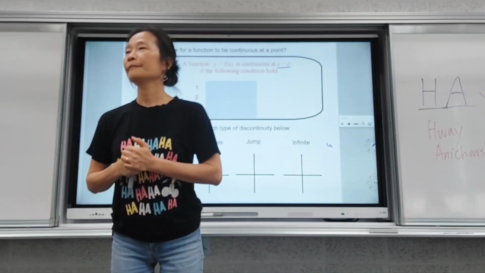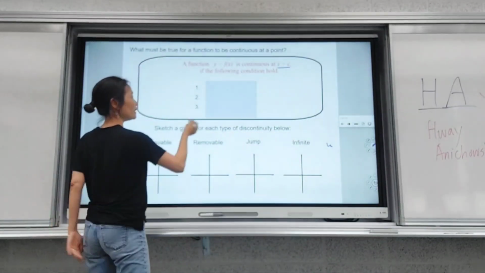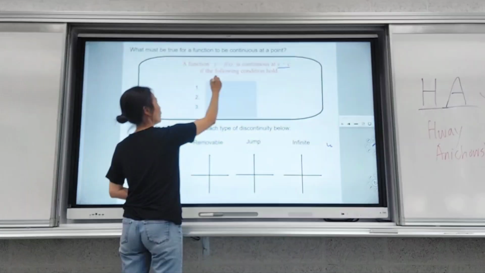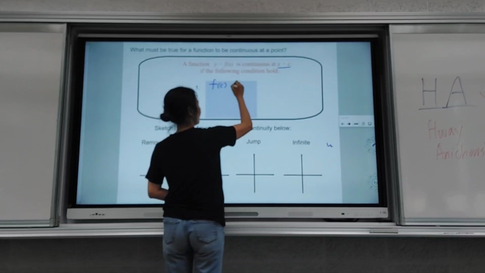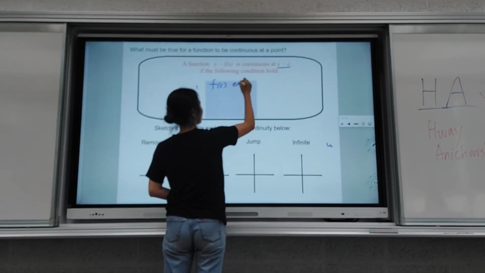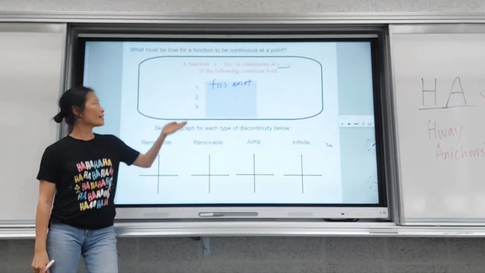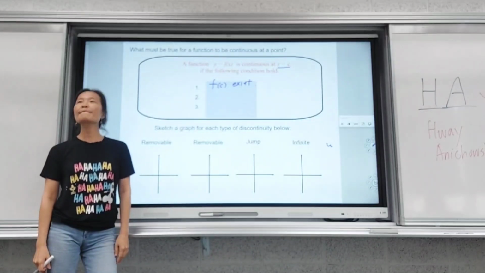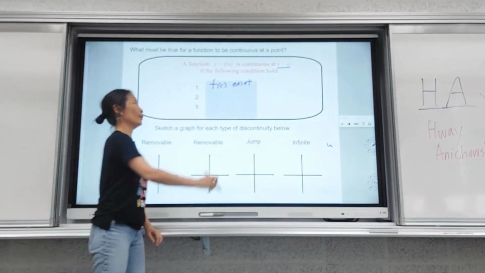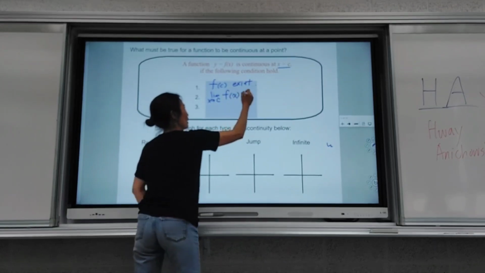If you plug c into x, it has to be an existing point. So substitute c into f. This point has to exist, right? It cannot be undefined. Very good. What is the second part? The limit of f as x approaches c also has to exist.